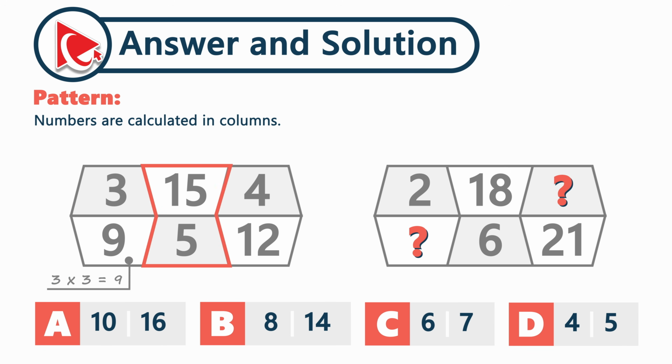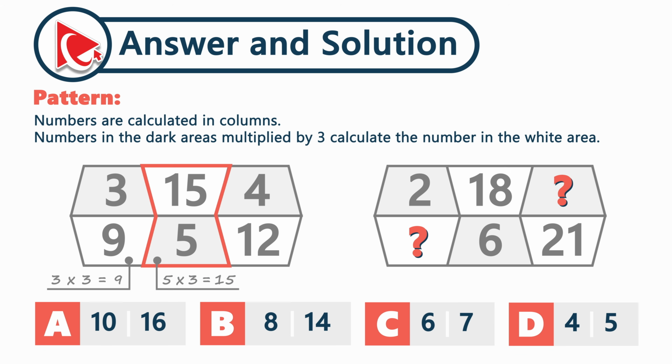Let's look at the second column. Second column has numbers 15 and 5. But we start our calculations from the bottom. 5 multiplied by 3 equals 15. In fact, the pattern here is that numbers in a dark area multiplied by 3 calculate the number in a white area. Let's verify this pattern with the third number. 4 multiplied by 3 equals 12.